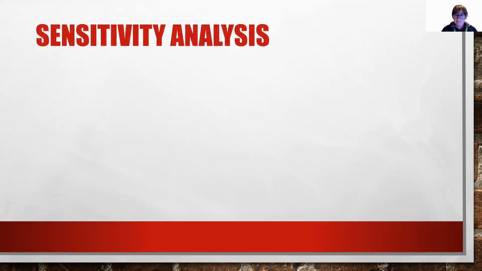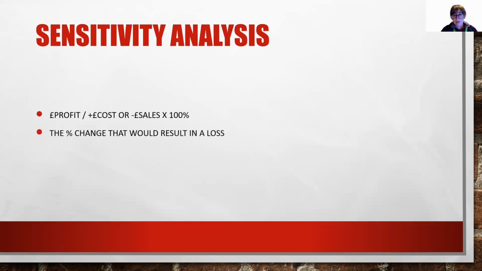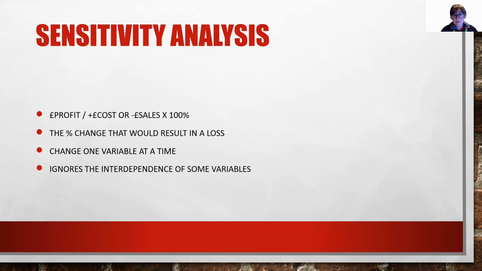Sensitivity analysis. For this, we can do our profit divided by our cost or our sales, and we multiply this by 100%. So the percentage change would result in a loss. Change one variable at a time when doing this, and it ignores the interdependence of some variables. So a lot of businesses perhaps find this time-consuming and perhaps not very helpful. However, it is very simple to do. It's a few easy calculations.